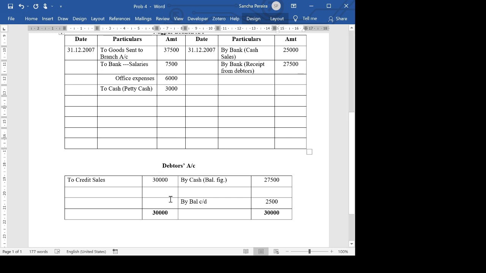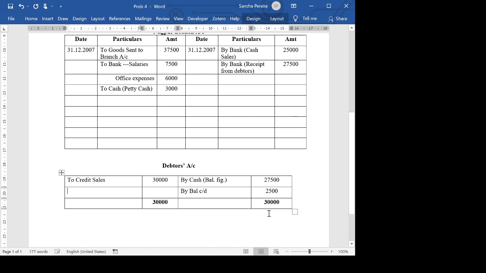I hope everyone has understood the logic here. How can I come to a conclusion that debtors have paid us cash? You have sold goods worth 30,000 to them, and you're saying that the balance carried down is 2,500. That means in between the year they have paid you something. If they had not paid you anything, balance carried down would have been 30,000 itself. But because they have paid you something, the balance carried down is less. So we have found out what the debtors have actually paid.